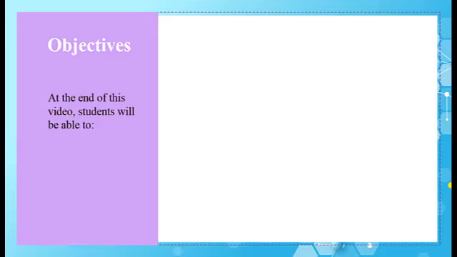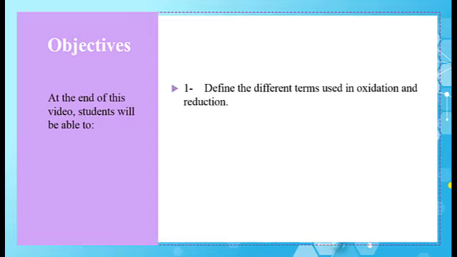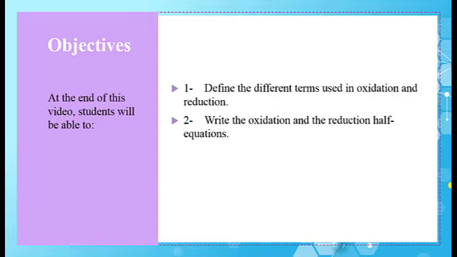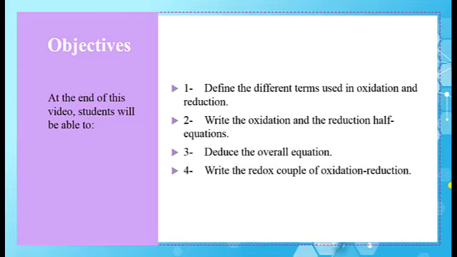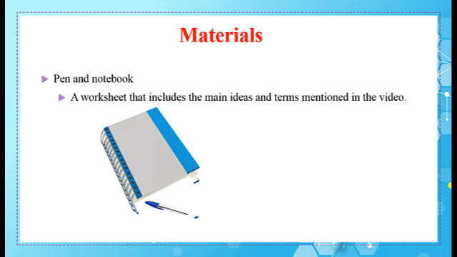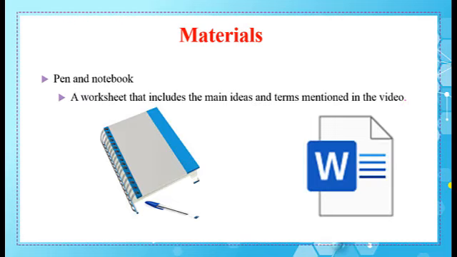The objectives at the end of this period: you will be able to define the different terms used in oxidation and reduction, write the oxidation and reduction half equations, deduce the overall equation, and write the redox couple of oxidation reduction. The materials needed during this period are a pen and a notebook to write your notes, and a worksheet which you are supplied with that includes the main ideas and terms mentioned in the video.